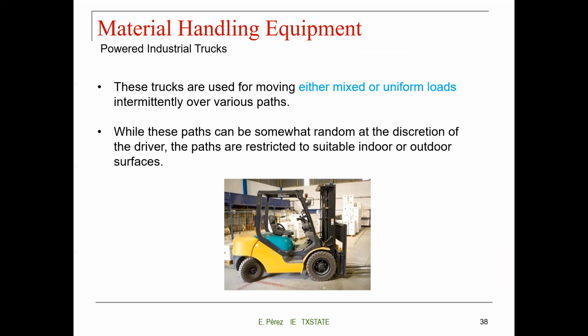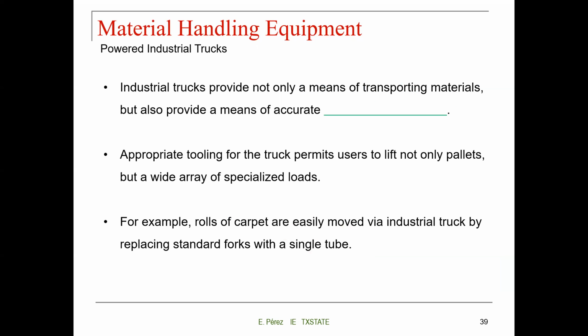Power industrial trucks. These trucks are used for moving either mixed or uniform loads over various paths, and these paths can be somewhat random. At the discretion of the driver, the paths are restricted to suitable indoor or outdoor surfaces. Industrial trucks provide not only a means of transporting materials, but also a means of accurate lifting and stacking. Appropriate tooling for the truck permits users to lift not only pallets, but a wide array of specialized loads. For example, rolls of carpet are easily moved via industrial trucks by replacing standard forks with a single tube.